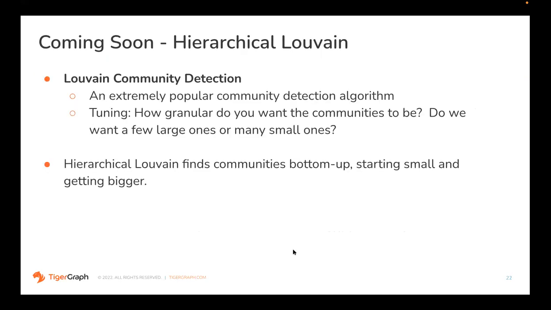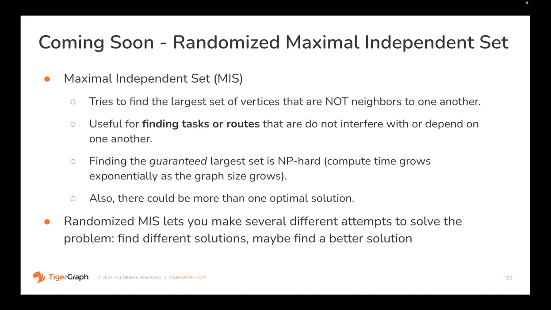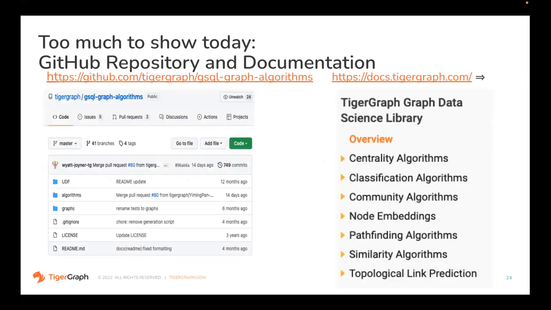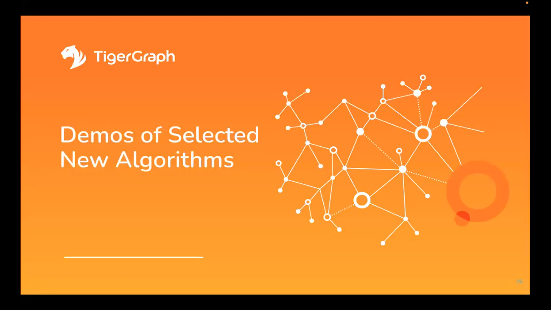So I'm going to switch over to Wyatt right now. I did have a couple of slides to talk about what he's going to present, but rather than me talking about hierarchical Louvain and randomized maximal independent set, I will just let him show it to you. You'll be able to get a copy of these slides later. Obviously, I haven't gone over everything. You can read our documentation and go to our graph algorithm library on GitHub. Take it away, Wyatt.